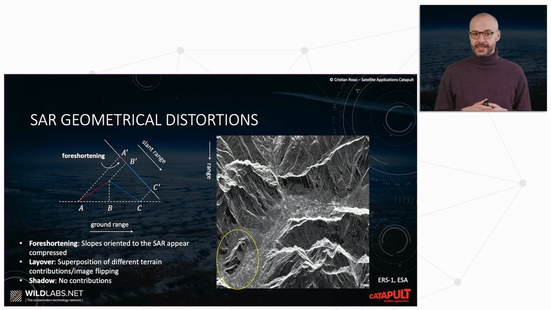Some other phenomena are linked again to the geometrical configuration of the scene, and are called foreshortening, where slopes oriented to the SAR sensor appear compressed, and layover, where we have a superposition of different terrain contributions. We also have an image flipping, where the top of the mountain, in the case of a mountainous region, appears before the bottom of the mountain. This is due to the geometrical configuration of our sensors and the geometrical setting of the scene. What is important to understand is that there are distortions that are intrinsic to synthetic aperture radar, and these make the image interpretation slightly more difficult. It's not as straightforward as for optical images, due to the signal propagation and different angles.